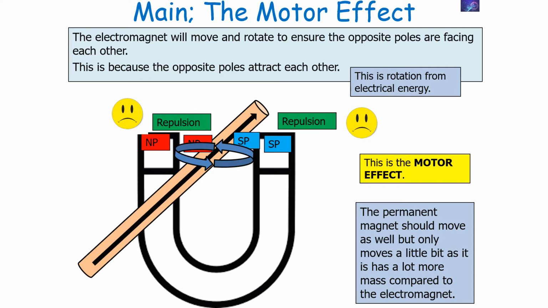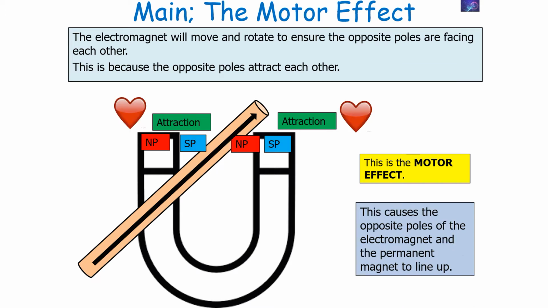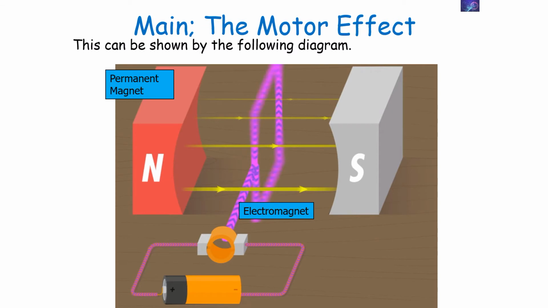The permanent magnet should also move as well as the electromagnet, but it only moves a little bit because it's a lot heavier and has a lot more mass compared to the electromagnet. So this causes the opposite poles of the electromagnet and the permanent magnet to line up, and we get motion in our magnets. As a result, we've got the motor effect.